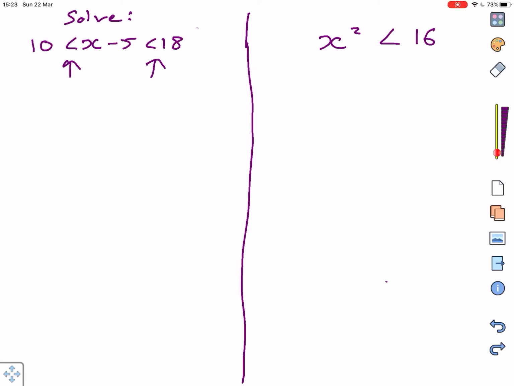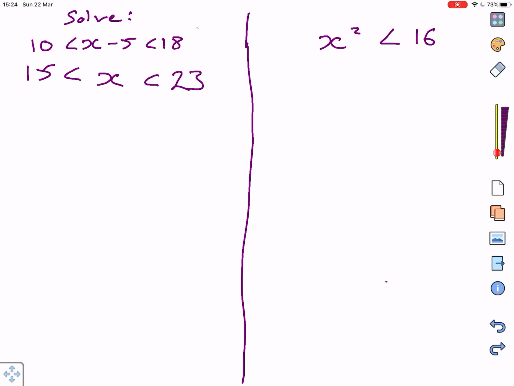All you've got to remember is whatever I do to that middle bit to try and get my x on its own, I've got to do it to the left-hand side and I've got to do it to the right-hand side. Okay, let's just rub out those scribbles. So for this one, in order to get x on its own, I need to add 5 to the middle, because x minus 5, if I add 5 again, I get back to x. Then, because I've added it to the middle, I've got to add it to the right-hand side as well, so that 18 becomes 23. And I've got to add it to the left-hand side, so that 10 becomes 15. And that's all there is to it.